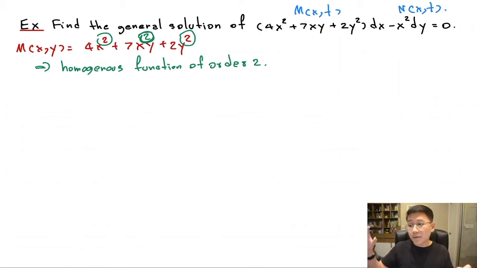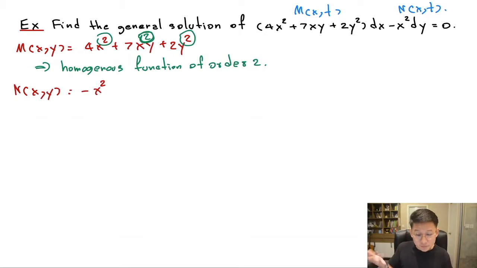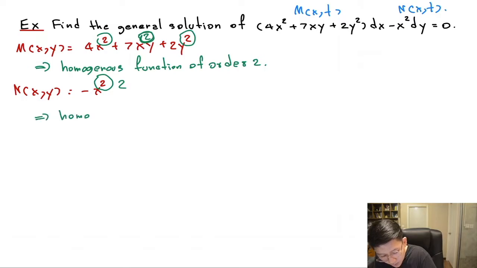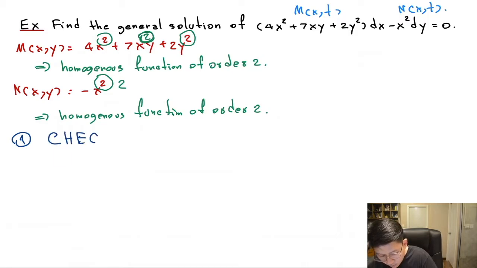You can go the same way, m of tx ty equals t to the n m of xy. You can do that, but I'm not going to do it, because it's polynomials. We know the faster way to do it. Why bother going slowly? Similarly, the n of xy is minus x squared, and it's a polynomial, and the sum of the exponents is 2, and there's only one term. It means that it's homogeneous as well, of order 2. So we have done the first step, which is to check.